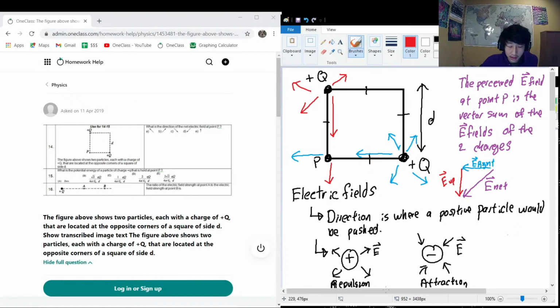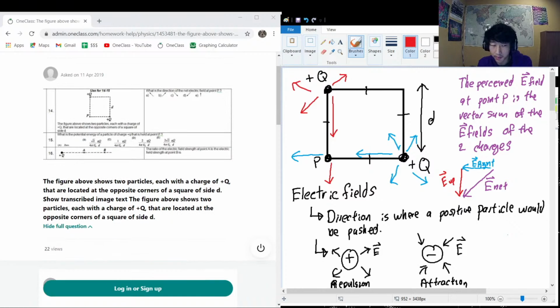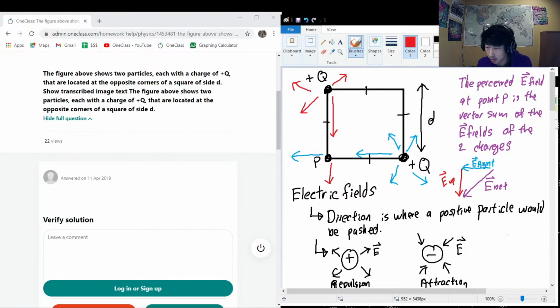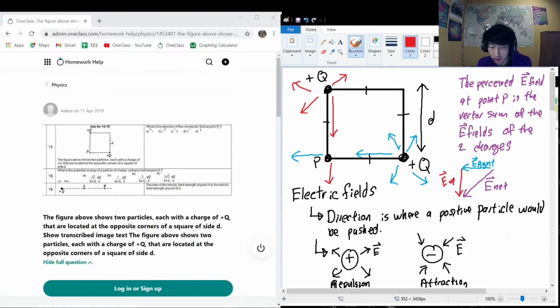So you can see that the E net is going towards the bottom left, the southwest, if you're thinking about compasses. So for here, the first answer associated with the first part, 14 in here, is towards the southwest, which is D. So, no solution to verify here. That's nothing to be worried about. We just know that the first one is going to be D. This is the direction of the net E field.